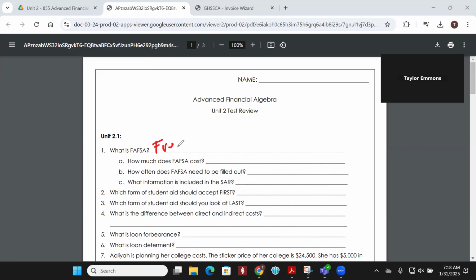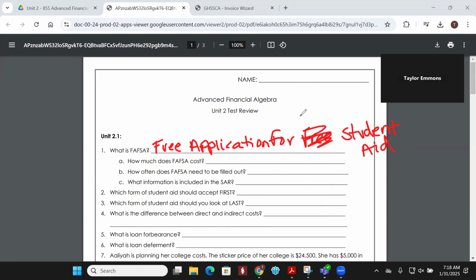Okay, so free application for free student aid. Are we sure? Wait, it's for just student aid. Free application for financial aid. Free application for financial student aid.